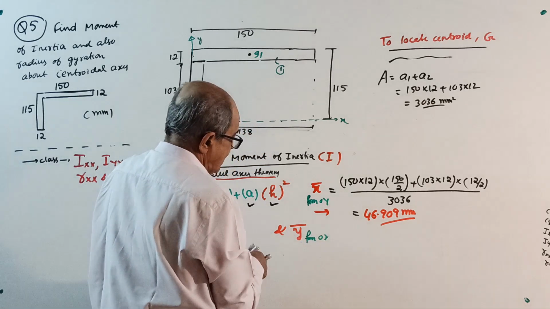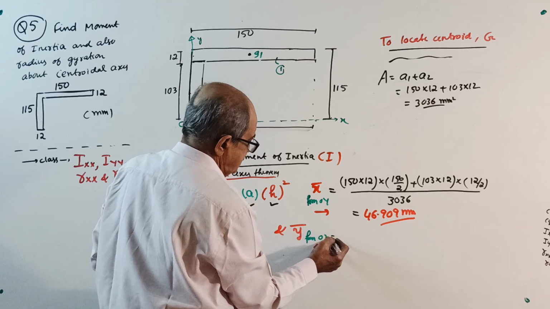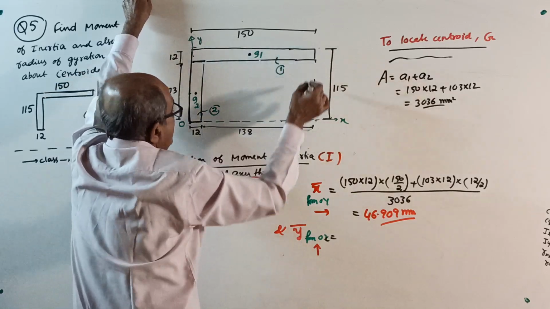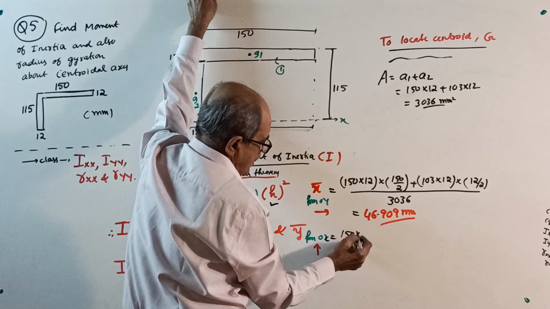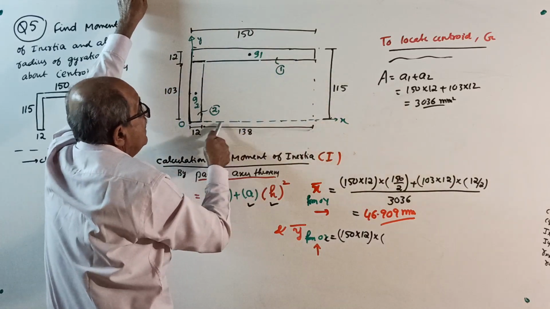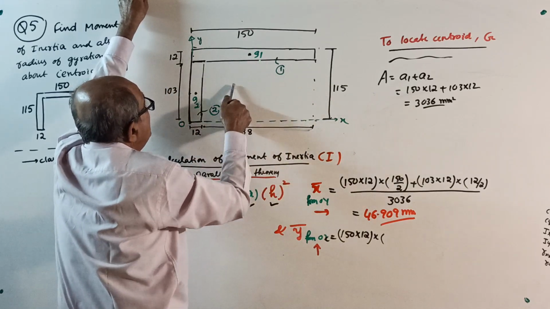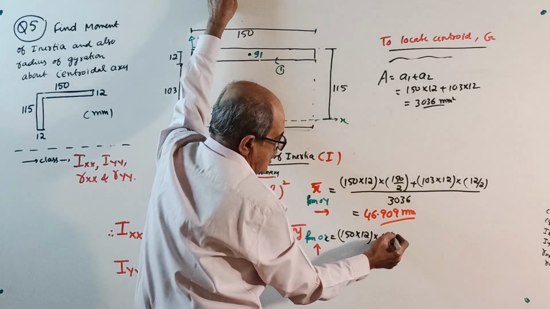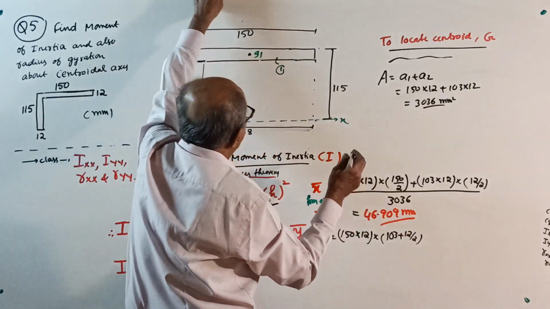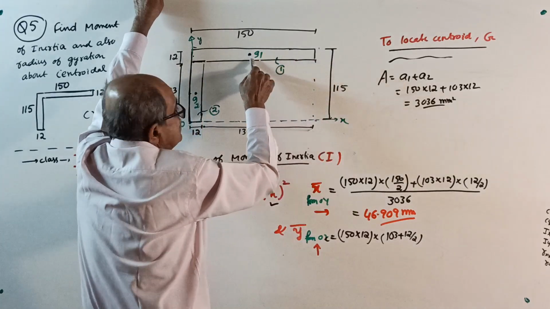Then y bar from the OX axis. From OX, how is y bar? We are considering the upper side, starting the calculation from OX. From here you are doing y bar, upper side. First area, 150 by 12, is A1, into its centroid from here. See, from here to here is 103 plus 12 by 2. Either you write 103 plus 12 by 2 or 115 minus 12 by 2.